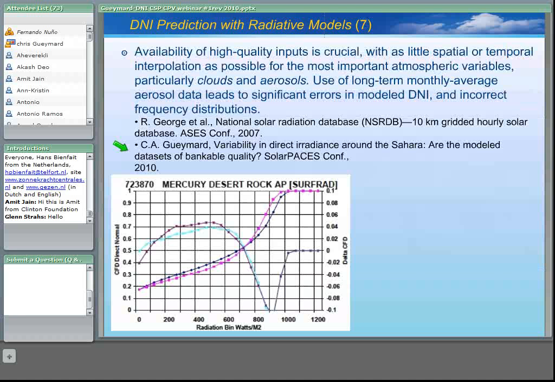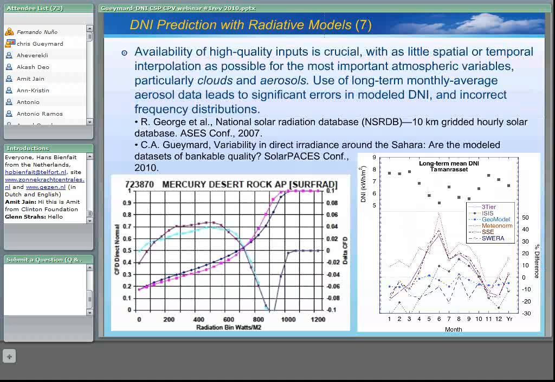This has been shown in these papers, and some example of that here in a very clear site in Desert Rock in the southwest US, where the cumulative frequency distribution is not correct. And here another result for Tamanrasset, Algeria, which is another very clear site, and the different sources of DNI data sets disagree a lot compared to the measurements, and this is all related to the aerosol problem.